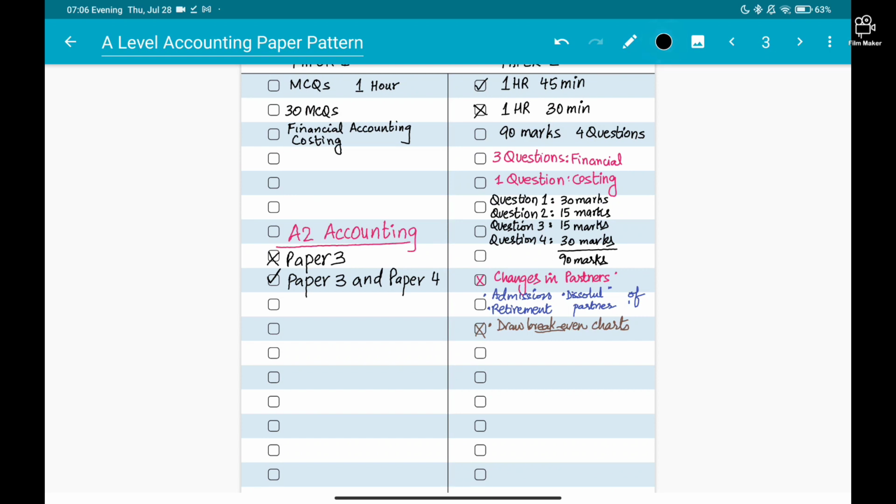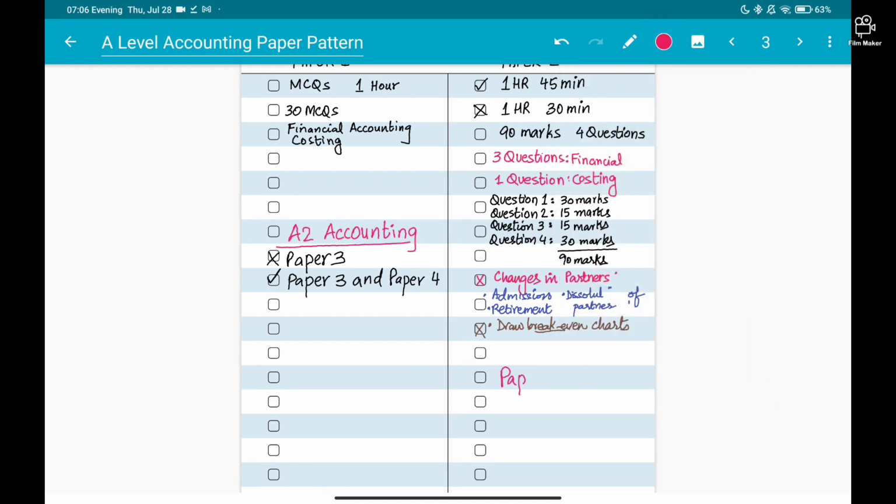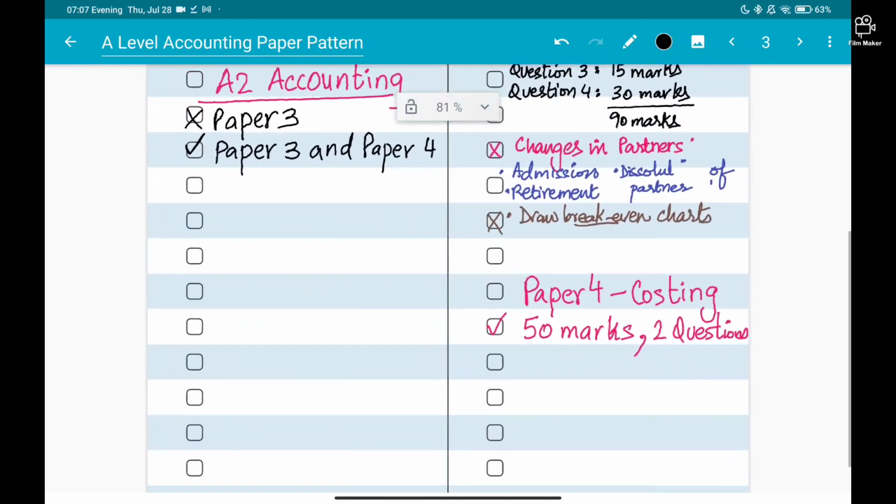So paper 4, what they have added, when we talk about paper 4, we will again talk about only the costing part now, okay? So paper 4 will be costing, 50 marks and 25 marks each question. So 50 marks and 2 questions, okay? And the 2 questions will be coming from the costing chapters, and they can be any chapters, okay?